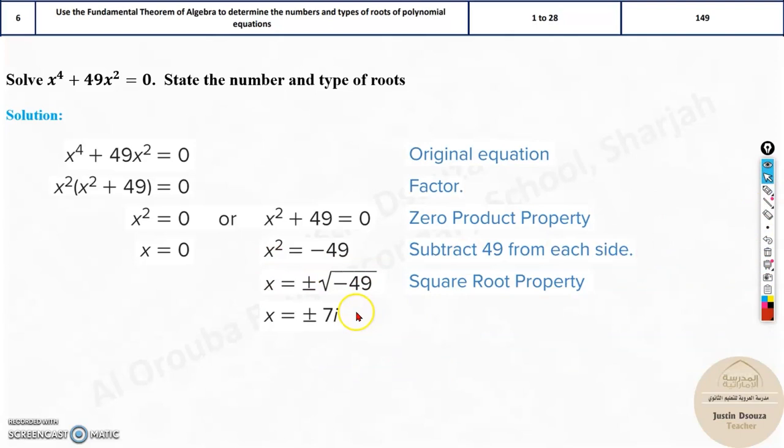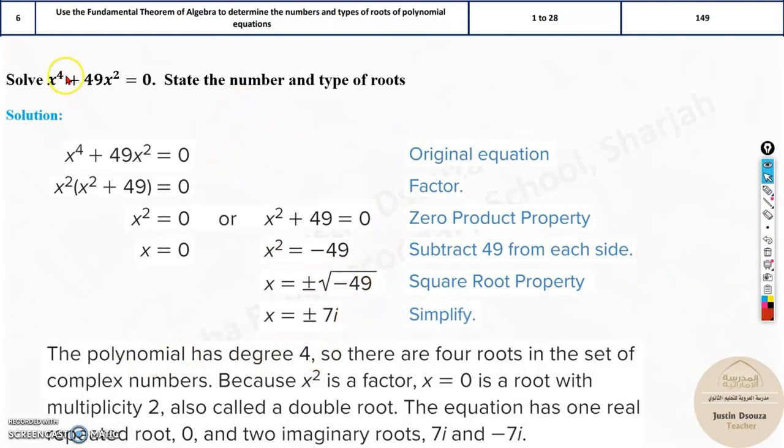Now over here, what we need to do is state the number and the type of roots. So here the degree is what? 4. So 4 degree means there must be 4 roots or 4 solutions, 4 answers. So now how many answers did we find? We found plus or minus 7i. That is 2 over here. That is plus 7i, minus 7i. And there's only 1 0, right?